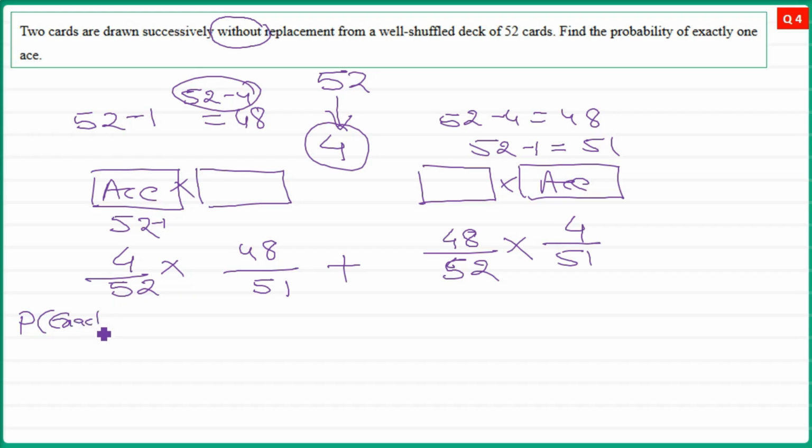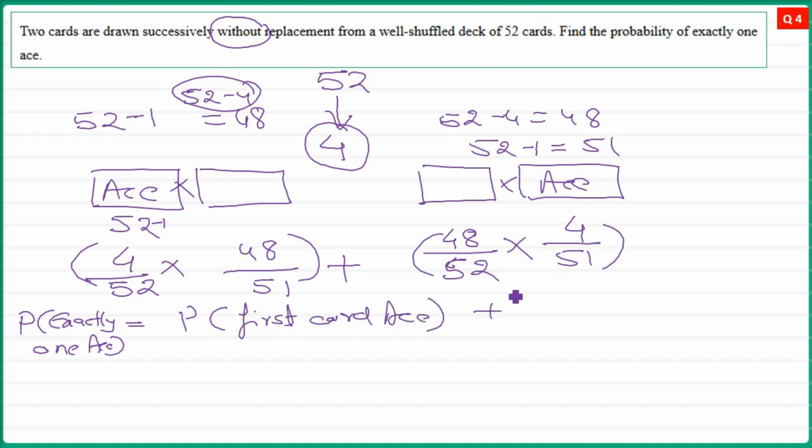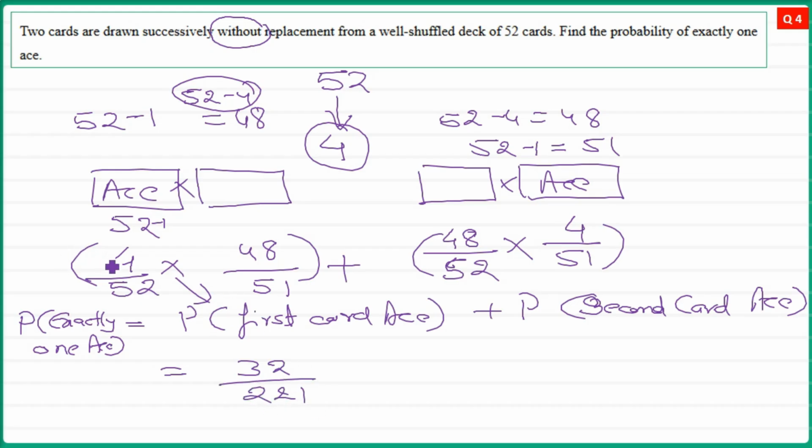But how about writing? So this probability which we are finding out is P exactly 1 ace. So this is equal to the probability of the first card as an ace plus, from here to here, what is the probability? The second card has to be an ace. The first card can be any card other than ace. So when you compute this, 52 into 51 in the denominator for both of them. So actually you have to compute 4 into 48 plus 48 into 4 divided by 51 into 52, which comes out to be 32 by 221.